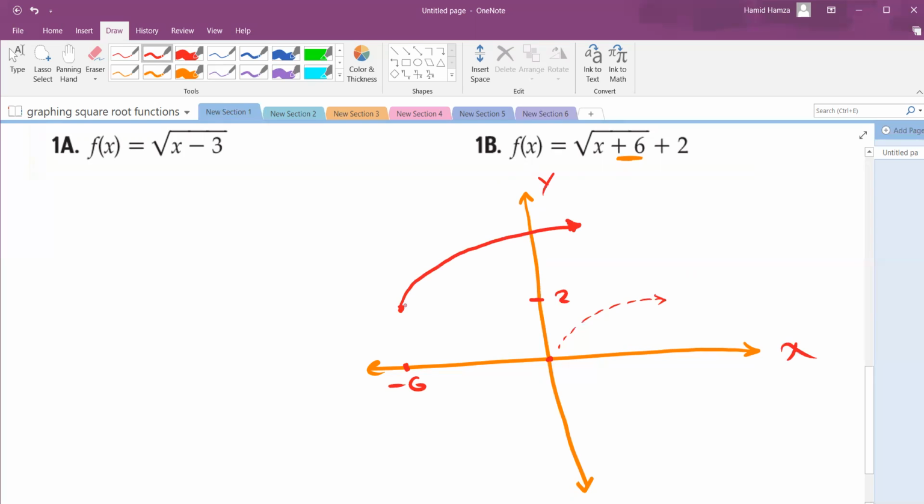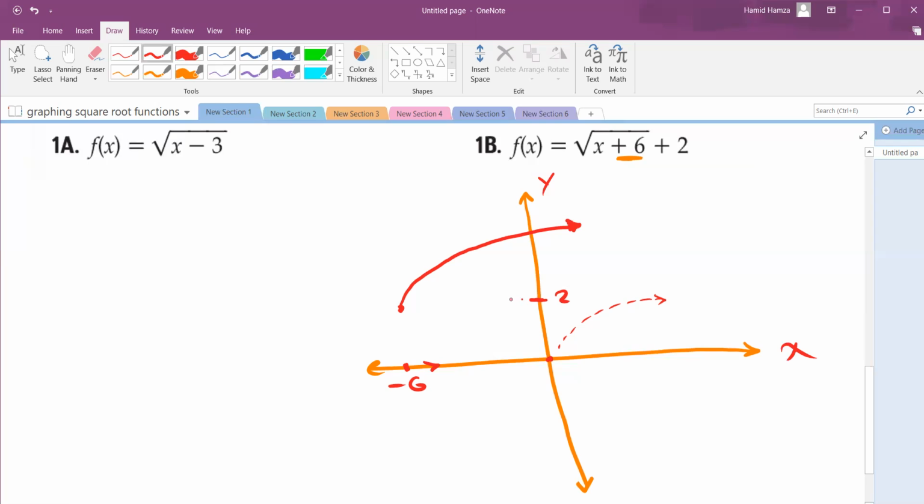So it will be drawn like this. The starting point moved from 0 and 0 to what, guys? To -6 and 2. So I start from here. So the domain, guys, is all values greater than -6. So this is the domain. And the range is all numbers greater than 2.